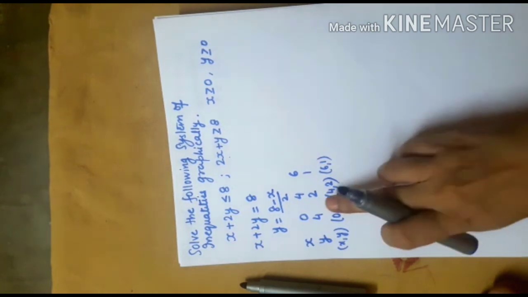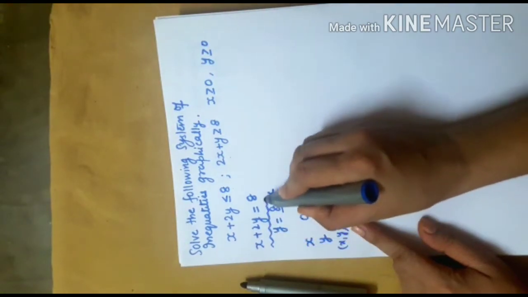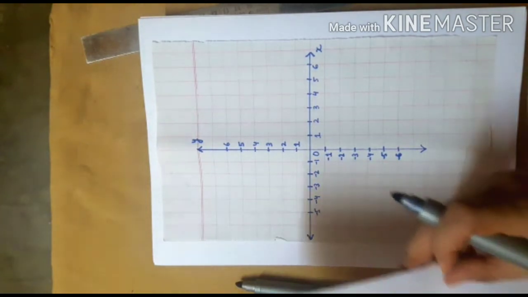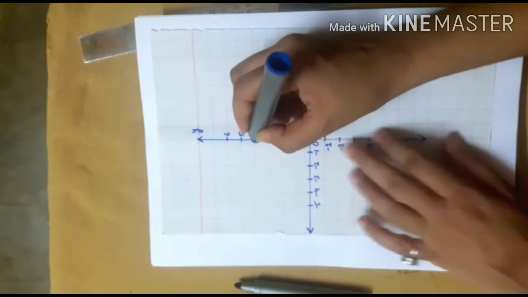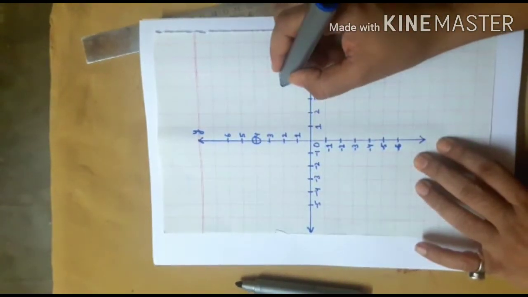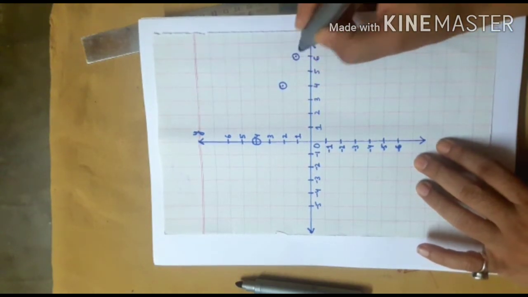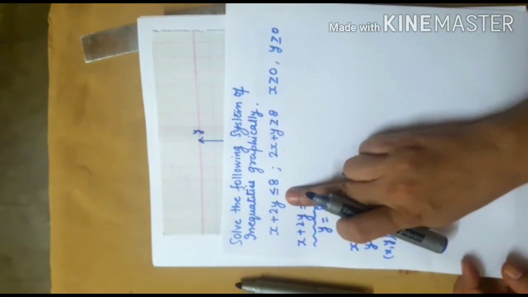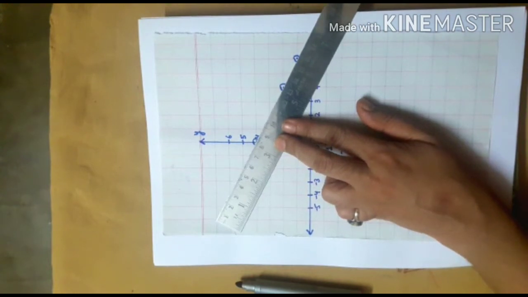Now we will plot these ordered pairs on the graph paper to get the graph of this equation. So let's plot the points on the Cartesian plane. The first point is 0, 4. 0, 4 will lie here. Then 4, 2 here. And next is 6, 1 here. Right? Again, the inequality is not strict. So the points on the line will be a part of the solution region. So we will draw a dark line. So let's join these points.